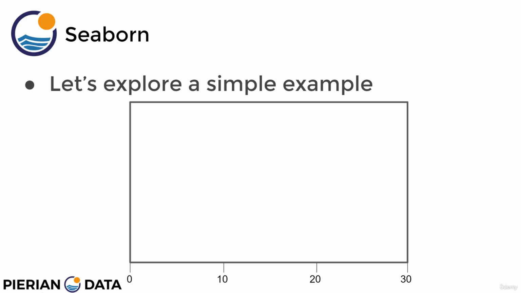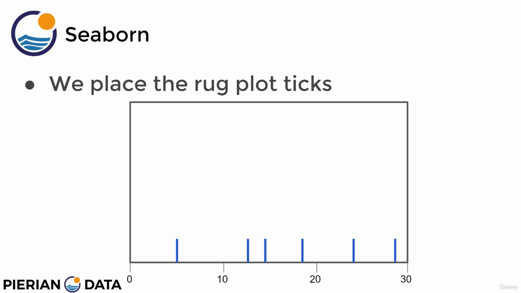So what I want to first do is explore this very simple example. Here we have some continuous feature that goes from 0 to 30, and then we're going to place the RUG plot ticks. Overall, the entire data set only has 6 points. One of them is in between 0 and 10, 3 of them are in between 10 and 20, and then 2 of them are in between 20 and 30.